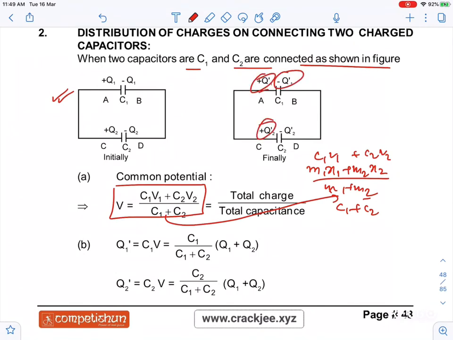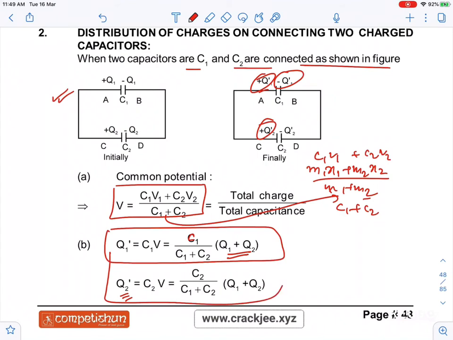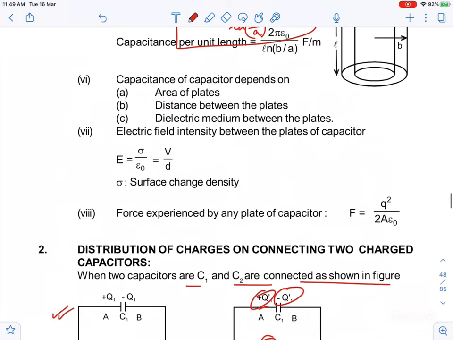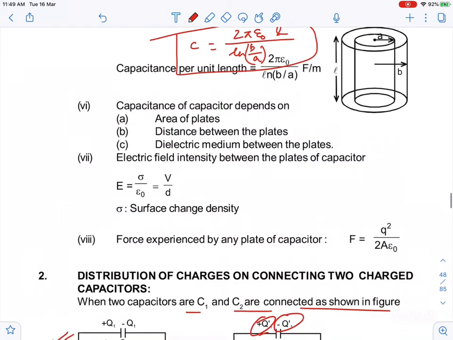And now guys, what are the charges on each capacitor, Q1 dash and Q2 dash? You can write Q1 dash as C1 divided by C1 plus C2 times the total charge Q1 plus Q2. And Q2 dash you can write as C2 divided by C1 plus C2 times the total charge. You have to keep this in mind. This direct result formula comes many times.